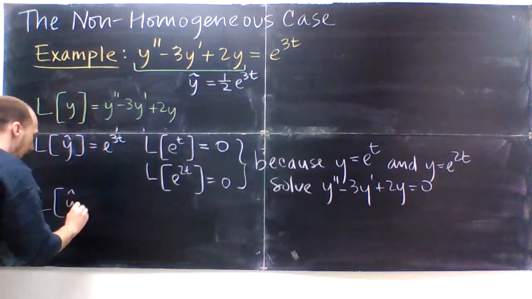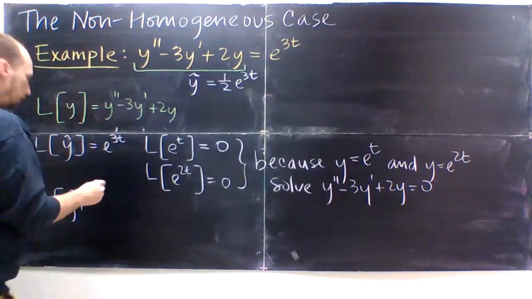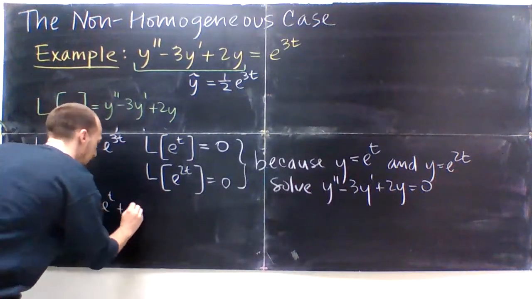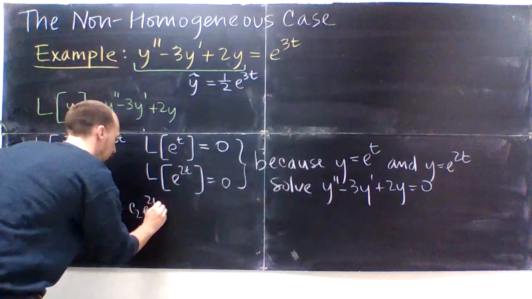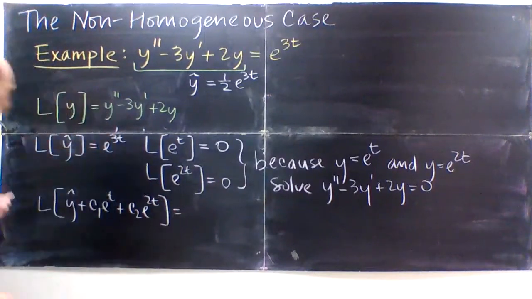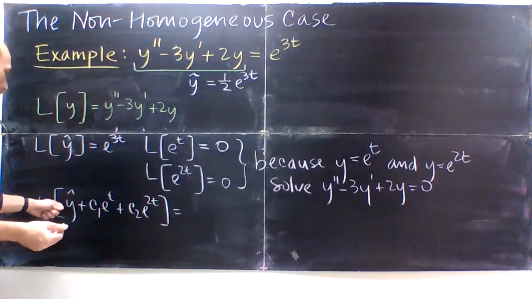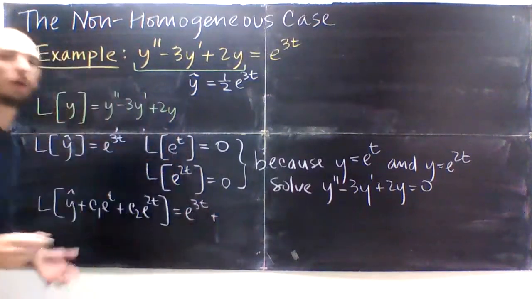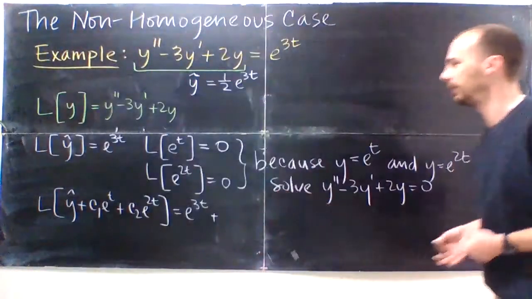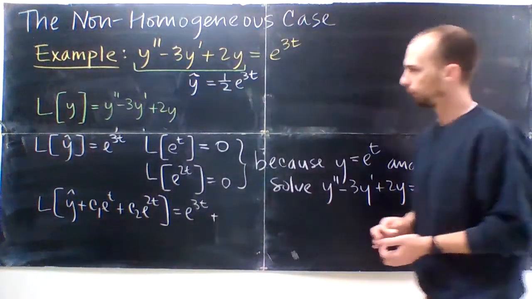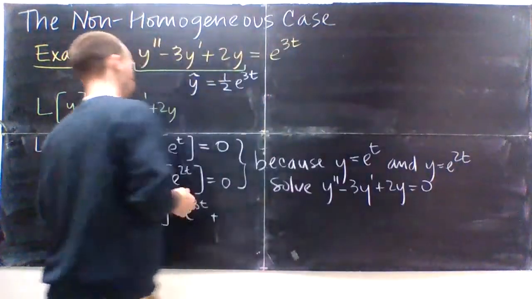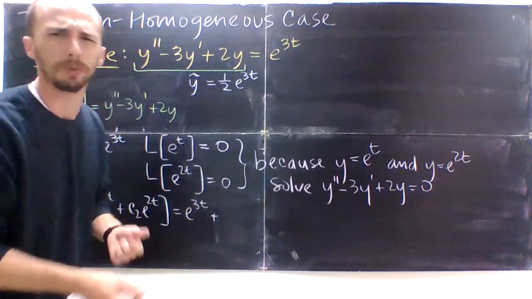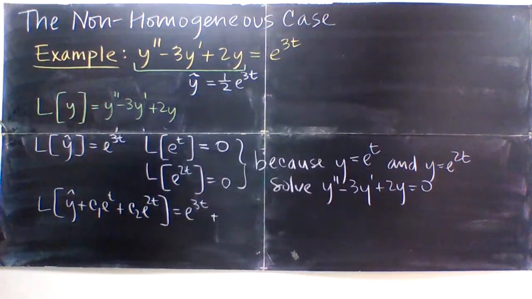L of y hat plus maybe even c1 e to the t plus c2 e to the 2t is going to be the sum of the results, right? It's going to be e to the 3t plus, oh, and then the constant multiple thing. Also, I didn't really mention that it's going to work out to be that L of c1 e to the t is also going to be 0 for reasons that you've seen already.